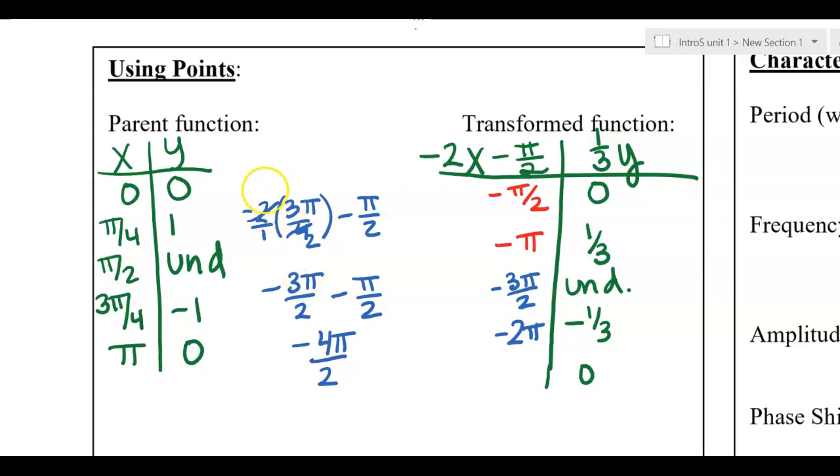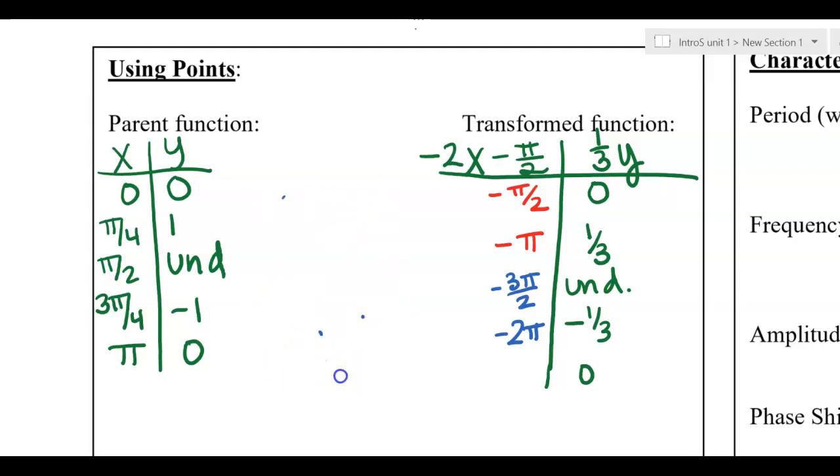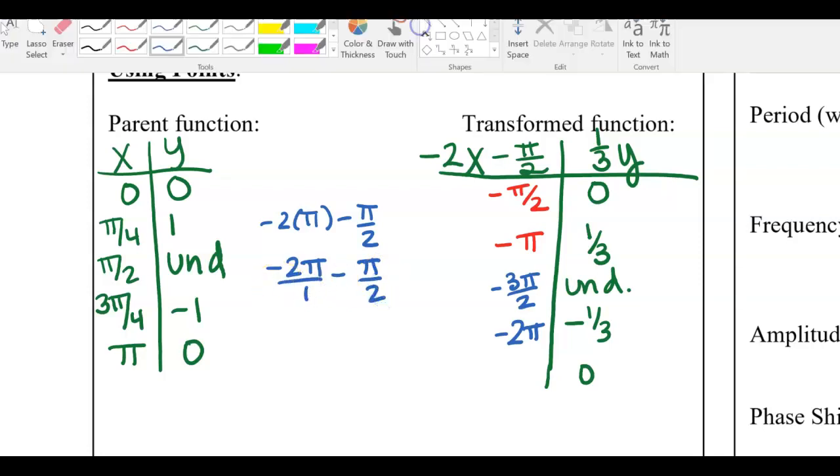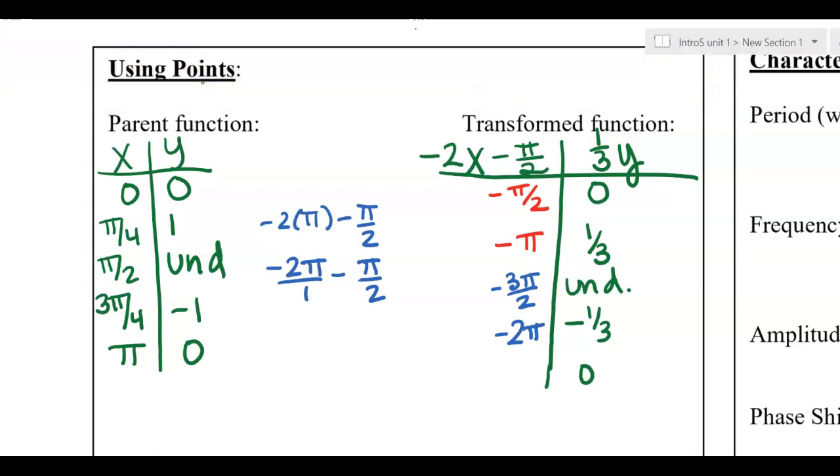And then we'll do the last one, which is pi. So I'm going to do -2 times pi minus pi over 2. So that's -2 pi minus pi over 2. Remember, just take your time and fill in the denominators. I feel like most of you, if you're still struggling with the fractions, it's just about taking time to do it correctly. So this would be -4 pi over 2 minus pi over 2. So that will give me -5 pi over 2. Okay.